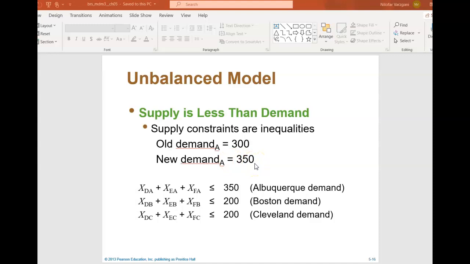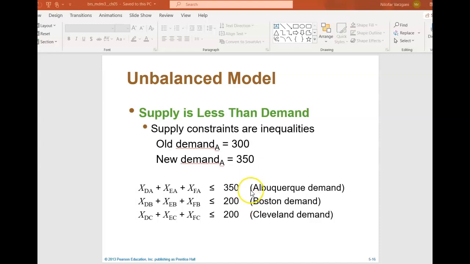If that change takes place, what that will do to our model is that now the total supply is going to be less than the total demand, because the total supply would be equal to 700 units, whereas the total demand now equals 750. Now, in order to deal with an unbalanced model, we're going to follow the exact same procedure that we followed for the original transportation example.